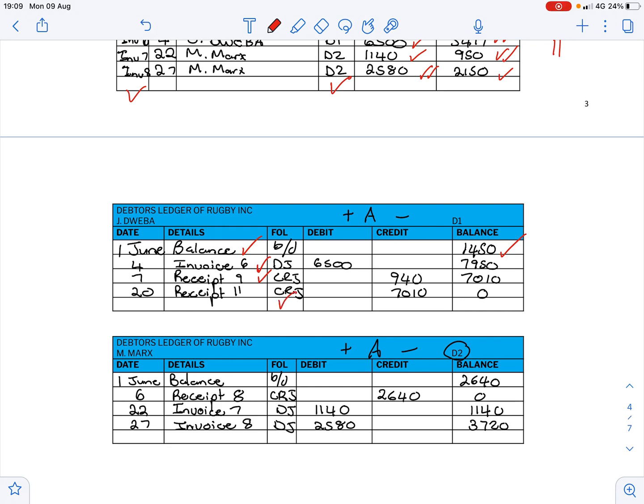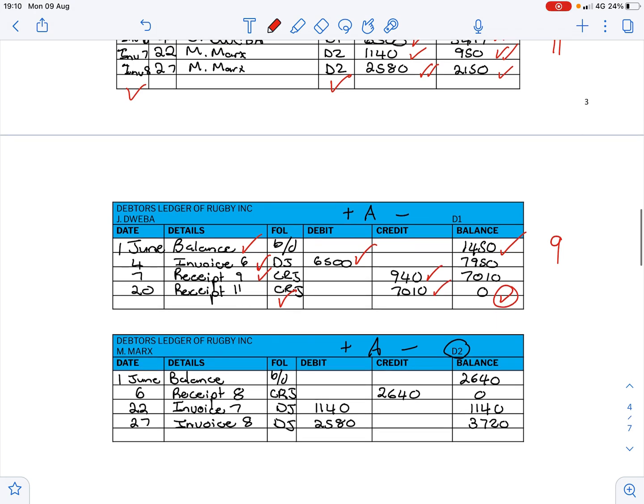Having your correct folio column, you get a mark. For debiting 6,500, you get a mark, and crediting 940 and 710 respectively, you get a mark, and a correct balance of 0, you get a mark, leaving us with 9 marks for Jade Weber's debtors ledger.